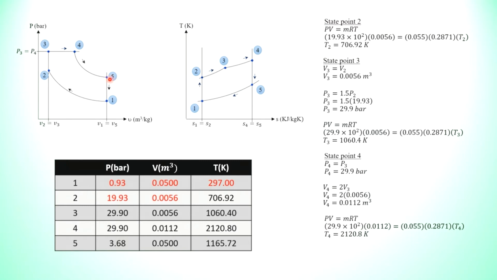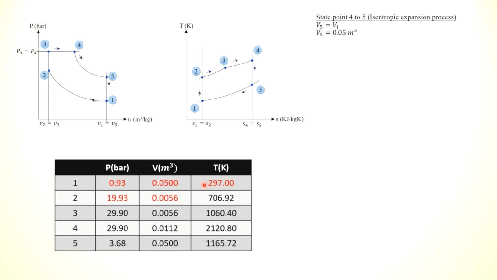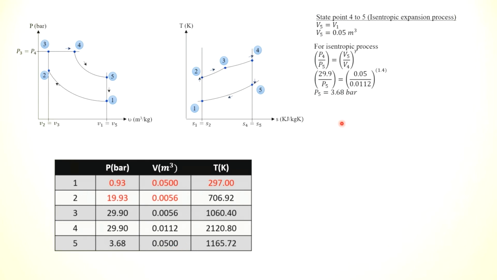The same thing applies here for 5 to 1, constant volume. So point 1 and point 5 should have the same volume. So you have the volume for point 5, and what you need is the pressure and the temperature. So we just do the same thing again. For the isentropic expansion process, V5 equals V1, which is why you wrote this.